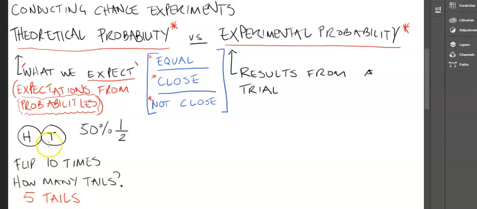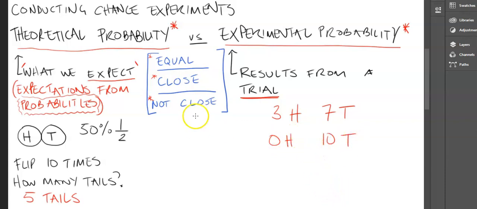Okay, and this is what experimental probability is. It's the results from the trial. Okay, so our trial in this previous example is flipping a coin 10 times, but the actual result, you might get maybe 3 sets of heads and maybe 7 sets of tails. Okay, which is sort of close. Okay, something that's not close is maybe getting 0 heads and 10 tails.